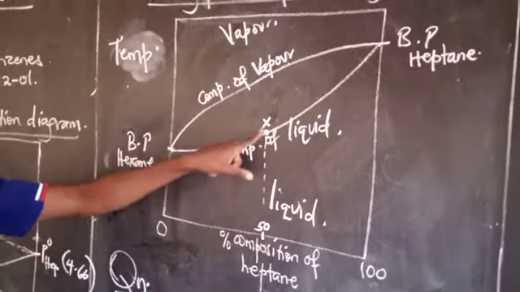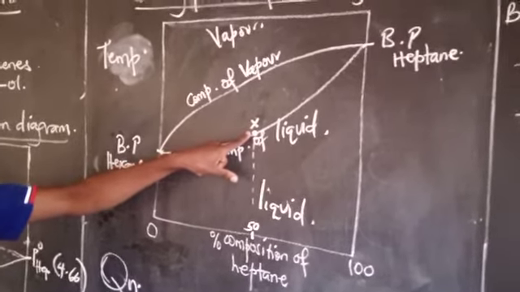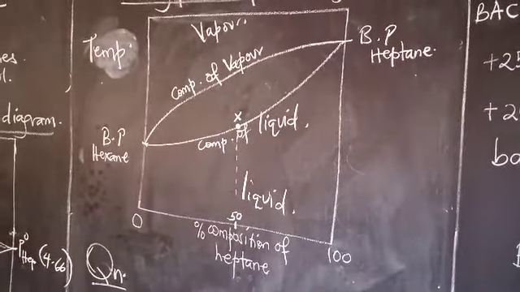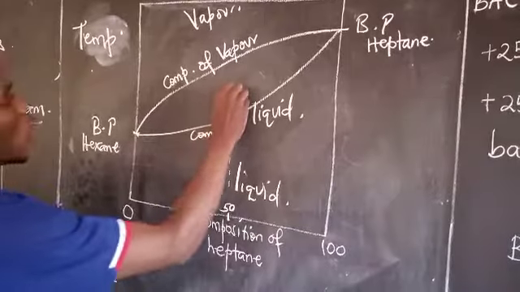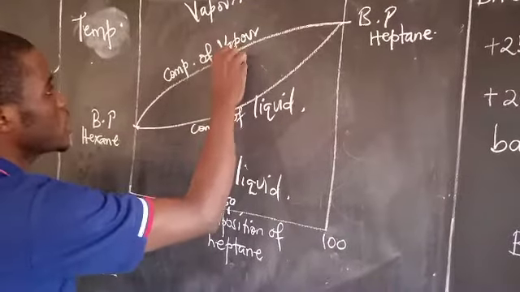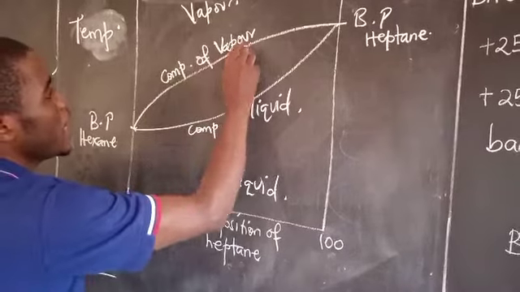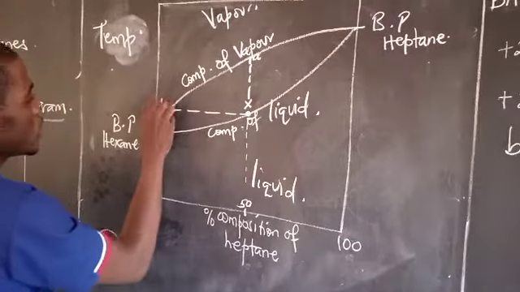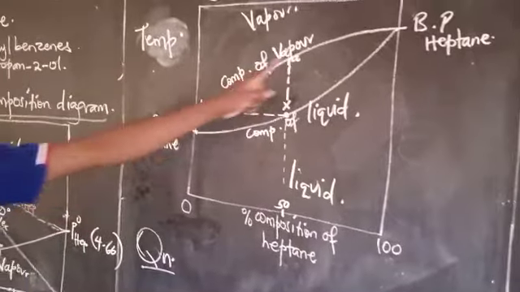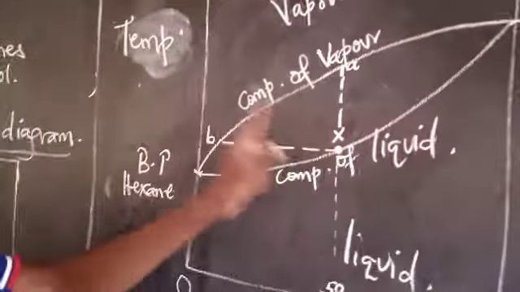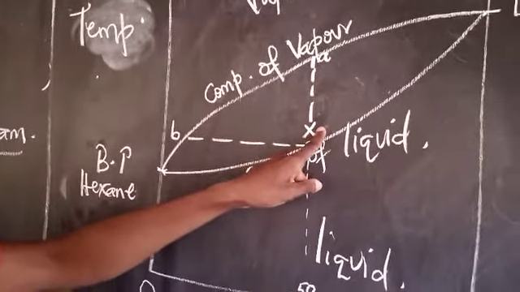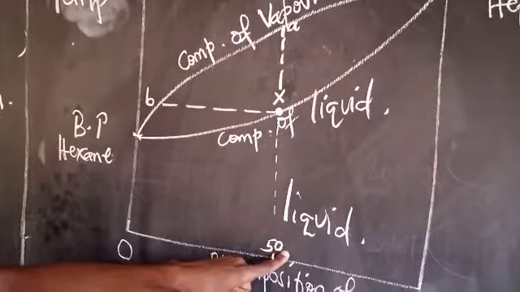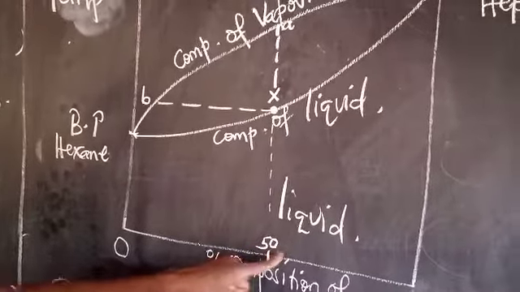When you boil this liquid mixture, I want you to identify for me which composition of the vapor you will get. We have two possibilities. We have here A and we have here B. Of A and B, when you boil a solution of composition 50% hexane, 50% heptane, which vapor composition will you get?